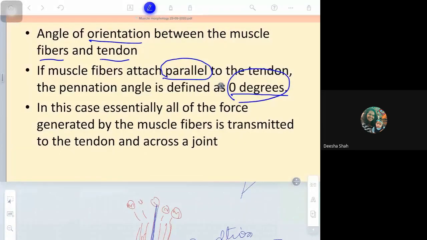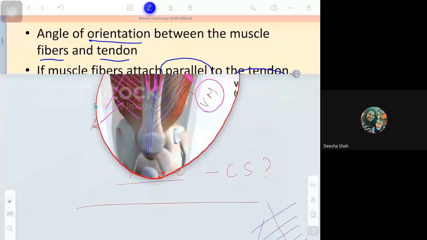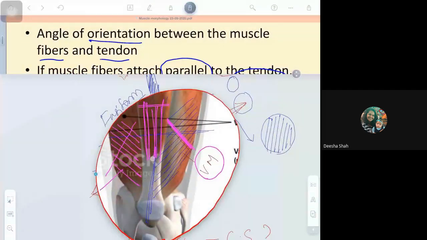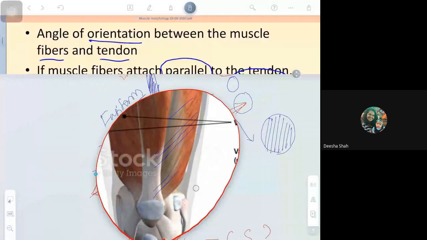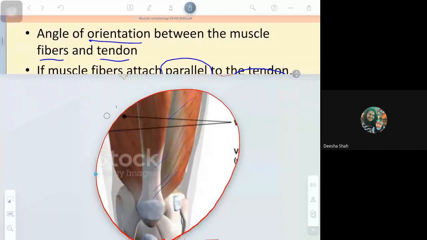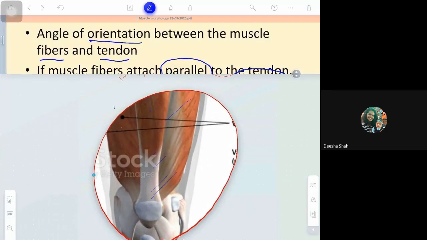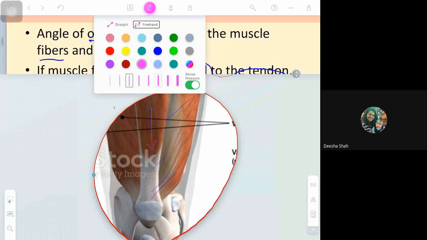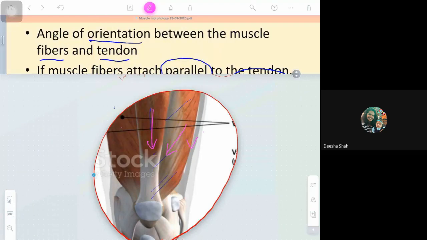So what is an example we discussed? We discussed the example of the quadriceps. Clear? So we know that there are 4 fibers. One is this, vastus intermedius. And this is vastus medialis. And this is vastus lateralis.